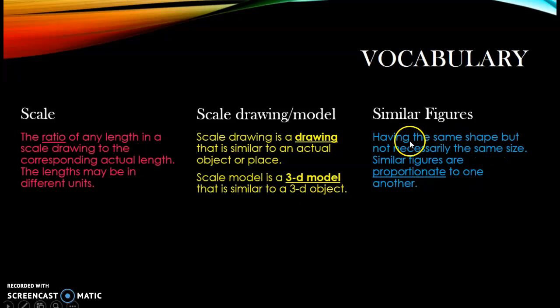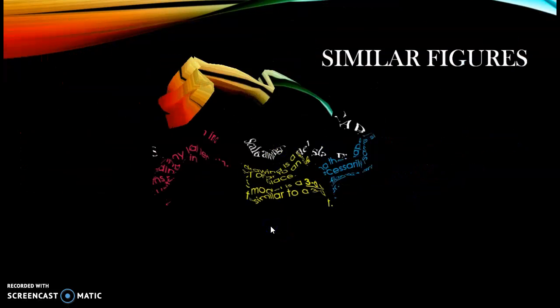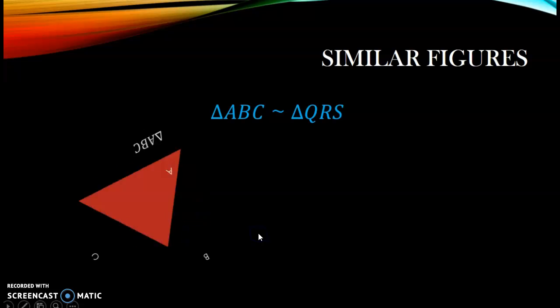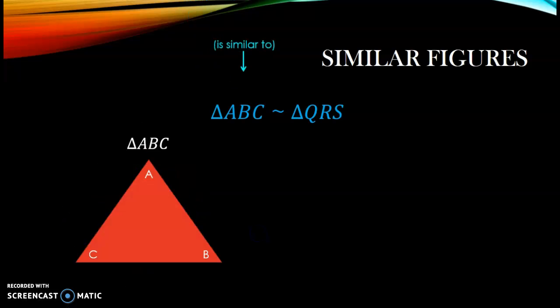The similar figures are having the same shape, but not necessarily the same size. Similar figures are proportionate to one another, okay, so you got to really remember that. If they're similar figures, they're proportional to one another. Okay, so let's look at similar figures. Right here it says triangle ABC is similar to triangle QRS. And we'll go ahead and get those triangles up here on the screen for you.